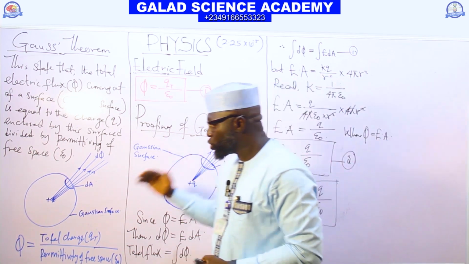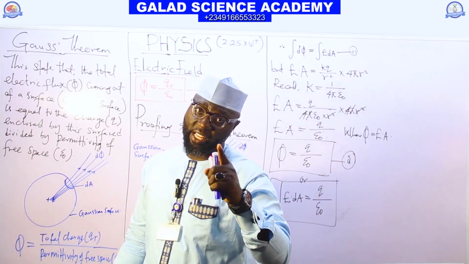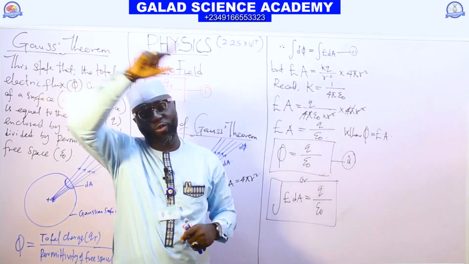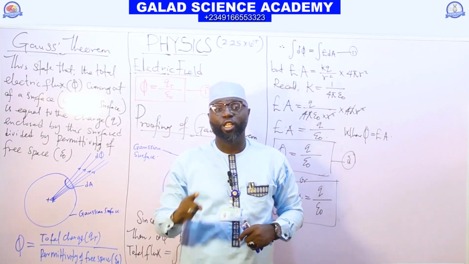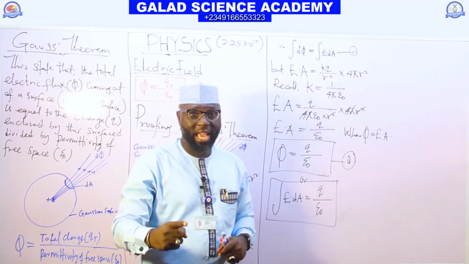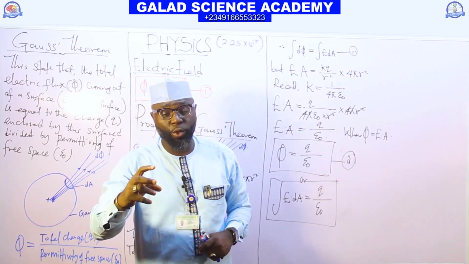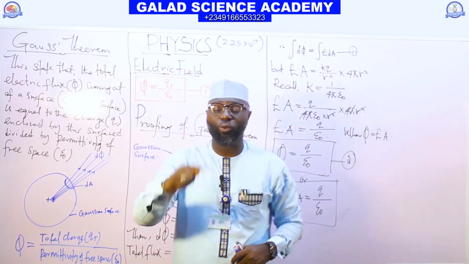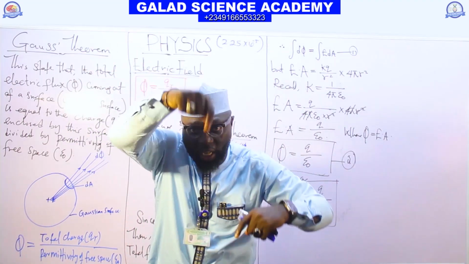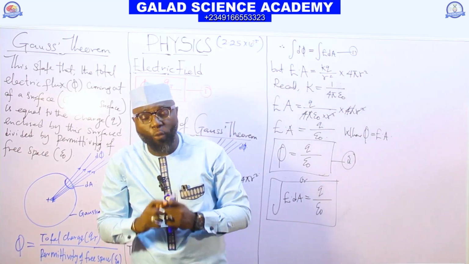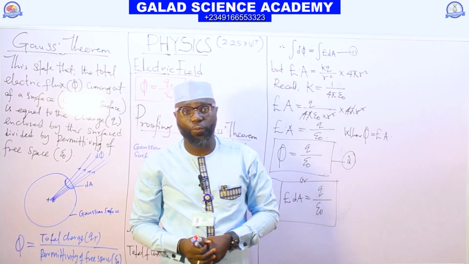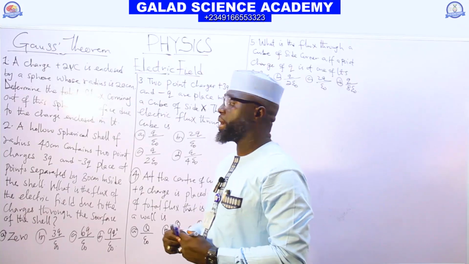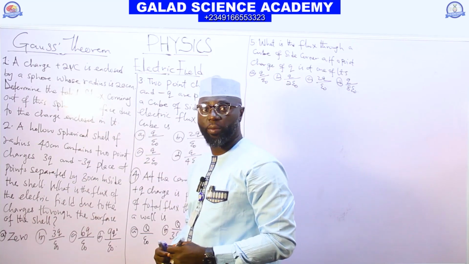So the next thing is, let's solve two or more questions on Gauss theorem. Very easy. Gauss theorem once again states that the electric flux coming out from the Gaussian surface, which may be a sphere, a cube, or a rectangle, is equal to the total charge inside the surface over the permittivity of free space. Let's solve these four questions by applying the Gauss theorem.